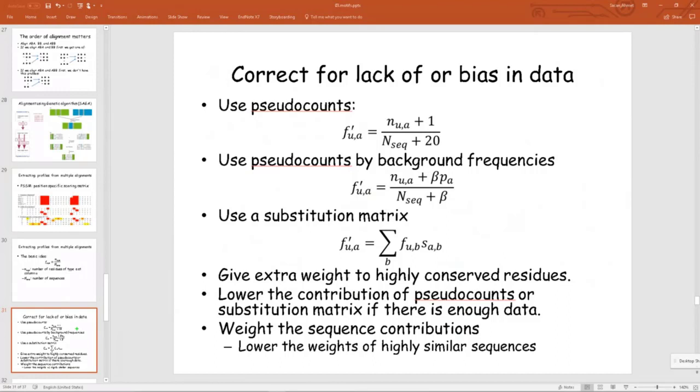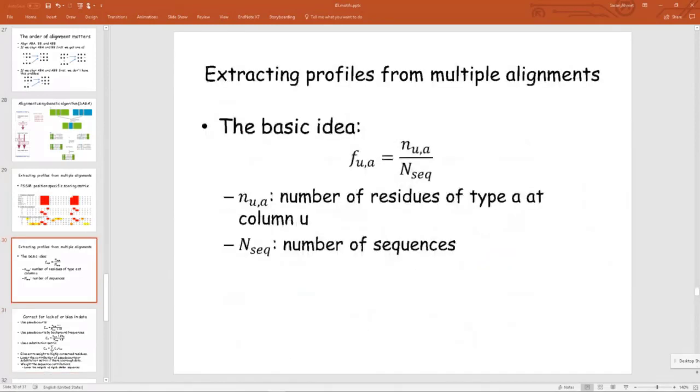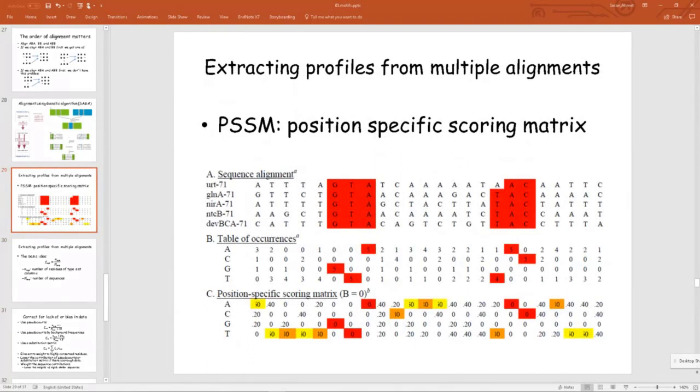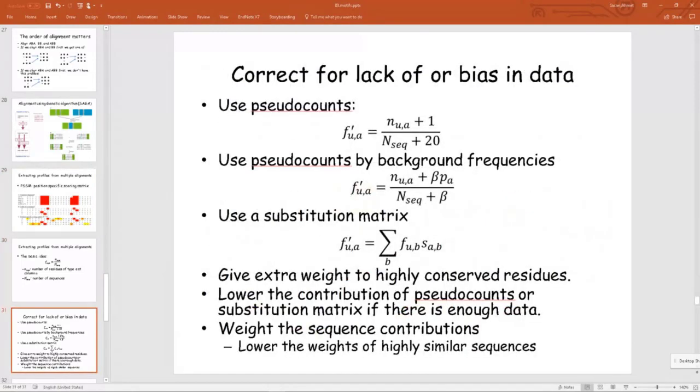All right, so other strategies are to give extra weight to highly conserved residues, to lower the contribution of certain counts if you have enough data, right? So if you have 1,000 sequences, then your sequences are more representative of nature, compared to having just 10 sequences. So adding pseudo counts is important. It's more important when you have 10 sequences because you don't have a good sample. Your 10,000 sequences are more representative. You don't really need to add pseudo counts, so you can reduce the factor that you have for the pseudo counts so that it doesn't affect your results as much.